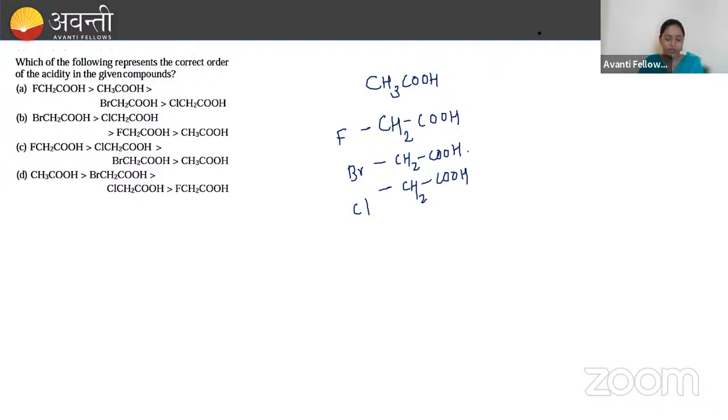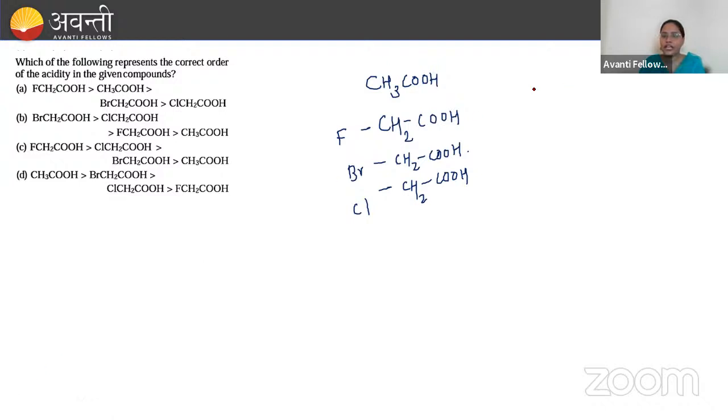So what do you think will be the acidic strength for all these molecules? 1, 2, 3, 4. We have talked about the acidic strength. Do you have any answers? Anyone? A, B, C, D? What I have told you just now, 3 problems. This is the 3rd problem. We are going to talk about acidity.